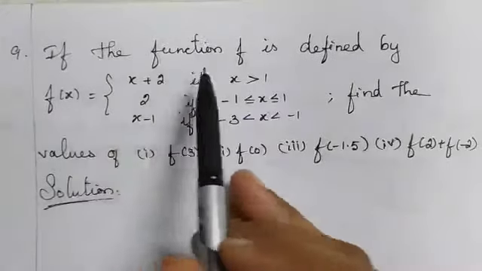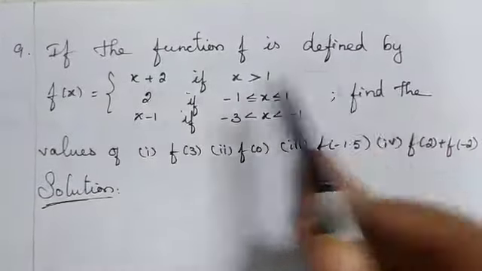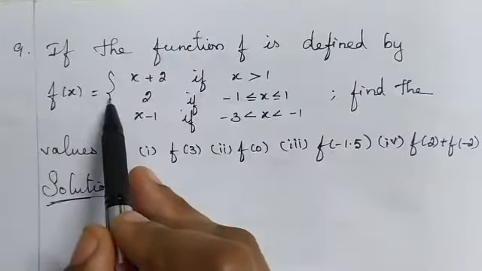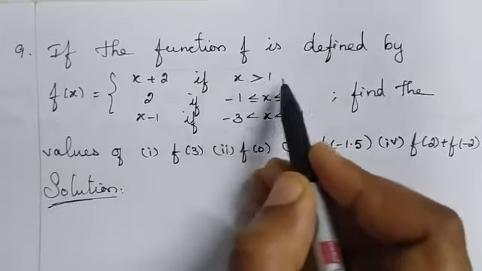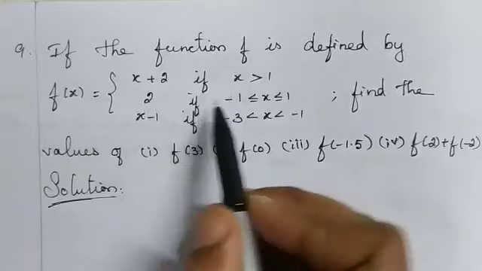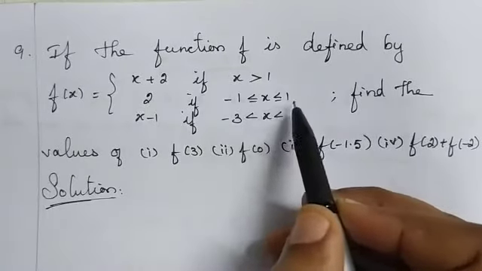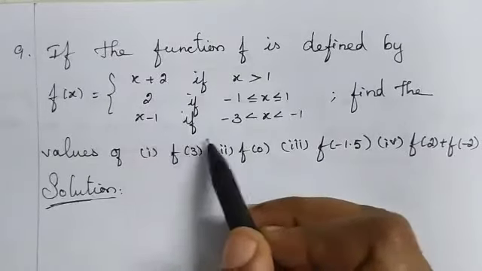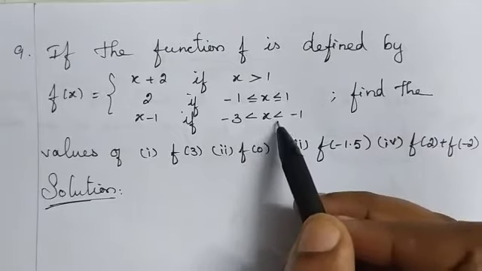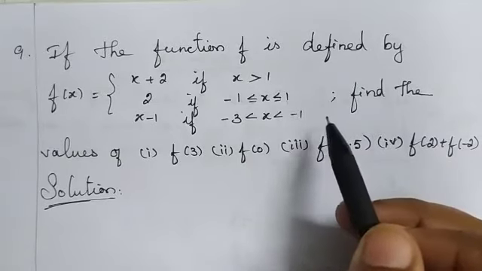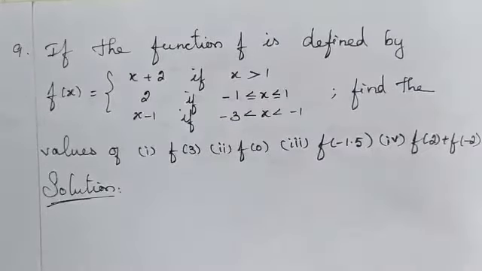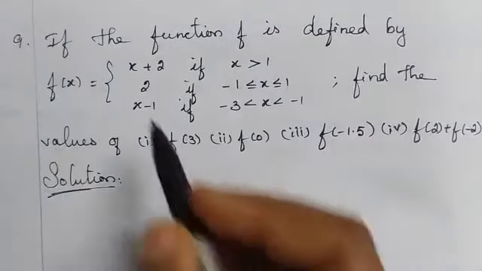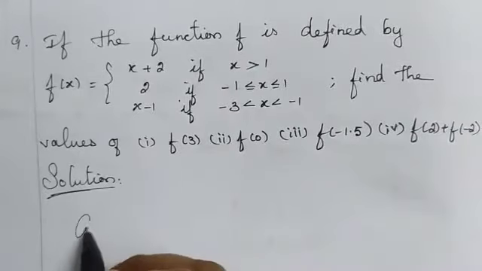Ninth question. If the function small f is defined by f of x is equal to x plus 2 if x greater than 1, 2 if minus 1 less than or equal to x less than or equal to 1, x minus 1 if minus 3 less than x less than minus 1. Find the value of, you have 4 questions. See here, first write the function given.